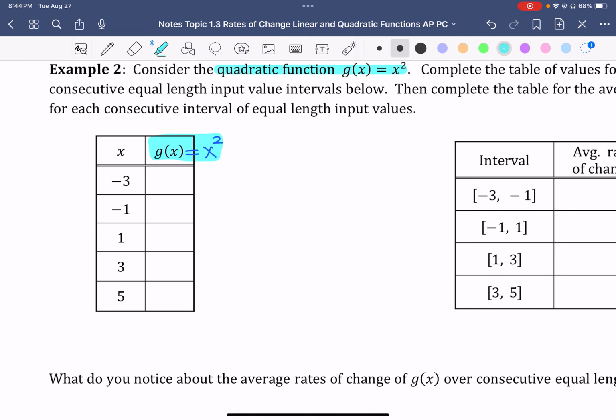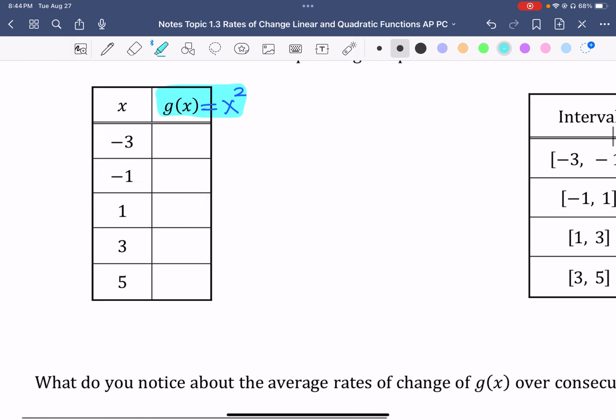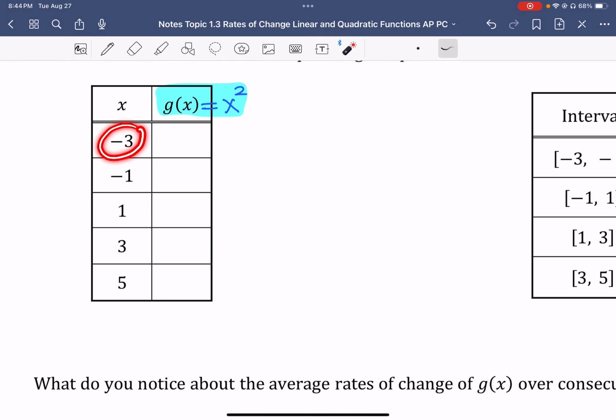G of x is x squared. Okay, so in order to do that, I'm going to be plugging in these x values in here. Negative 3 squared is positive 9, negative 1 squared is positive 1, 1 squared is 1, 3 squared is 9, and 5 squared is 25.